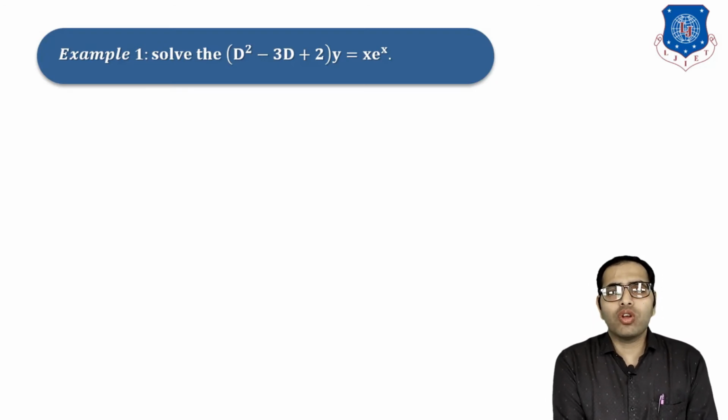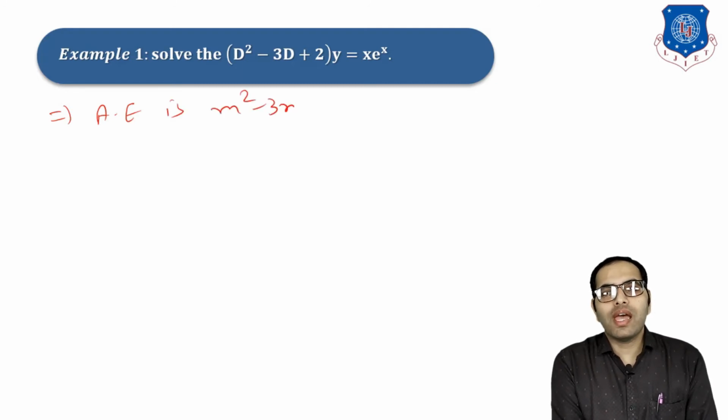Whenever we find the general solution, we require the complementary function, and whenever we find the complementary function, we require the auxiliary equation, which is m square minus 3m plus 2 equal to 0.